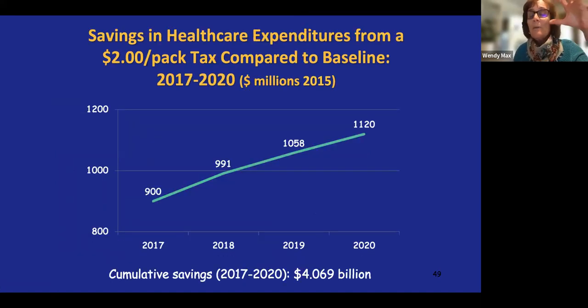And so given these estimates of smoking prevalence, we then compared the healthcare costs at 7% and 9%, and figured out what the difference, the savings, would be each year. Here's what we found. It was about $1 billion a year. And the total savings over the first 4 years would be over $4 billion.